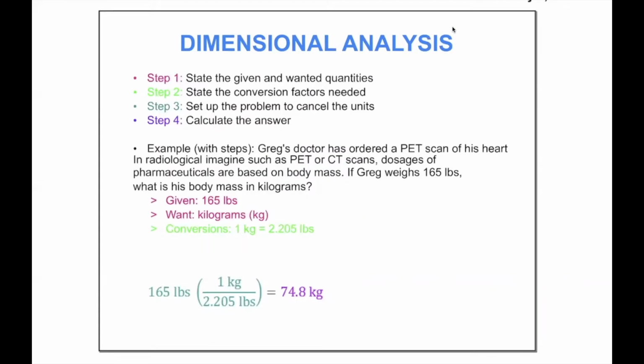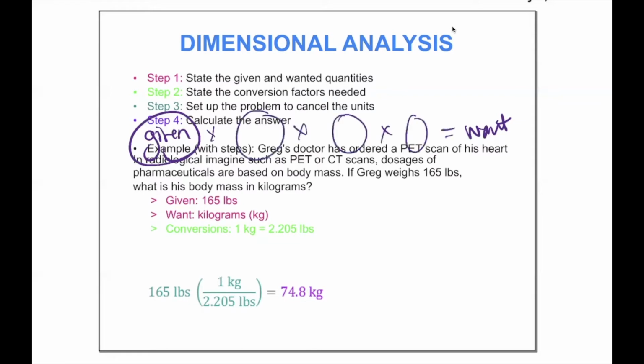Now, if we go a little bit deeper into dimensional analysis. So the first thing we do is state the given and the wanted quantities. And so I always write what's given on the left-hand side and what we want on the right-hand side. That's units primarily. The second step is that we look at what conversion factors we need. There's going to be something here, potentially something here, all the way across.